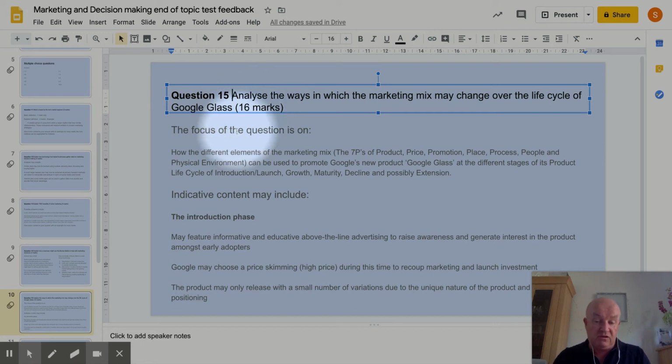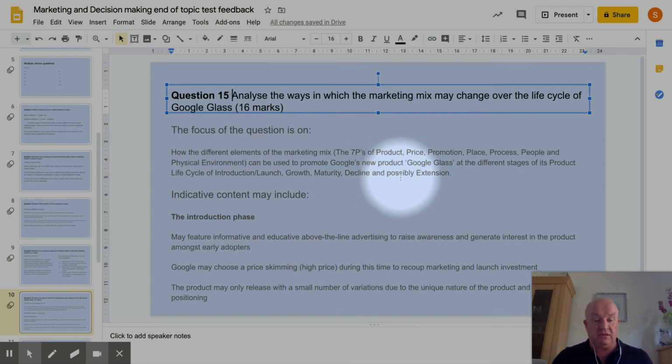Okay, so the focus of the question is very much how the different elements of the marketing mix, the 7 Ps, if you remember: product, price, promotion, place, process, people, and physical environment, can be used to promote, in this case, Google's new product, Google Glass, and at the different stages of its product life cycle, which clearly are introduction, launch, growth, maturity, and then decline, and possibly extension if you're able to do so.